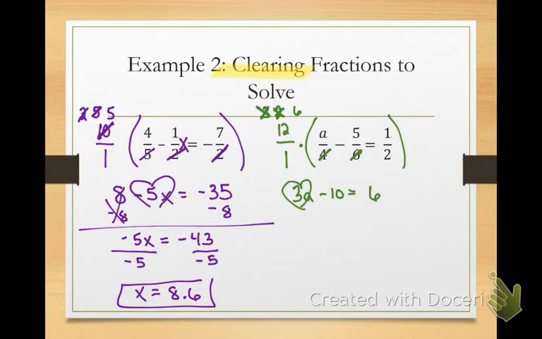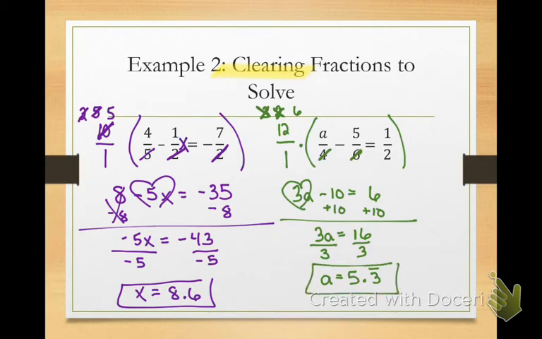All right, so now negative 10, what do? Add 10 on both sides. This is not going to be pretty when I divide. 3a equals 16. Now, what do I divide both sides by? 3. And a equals 5.3 repeating. Okay, I'll just do that math for you. It will work out to be a little nicer.